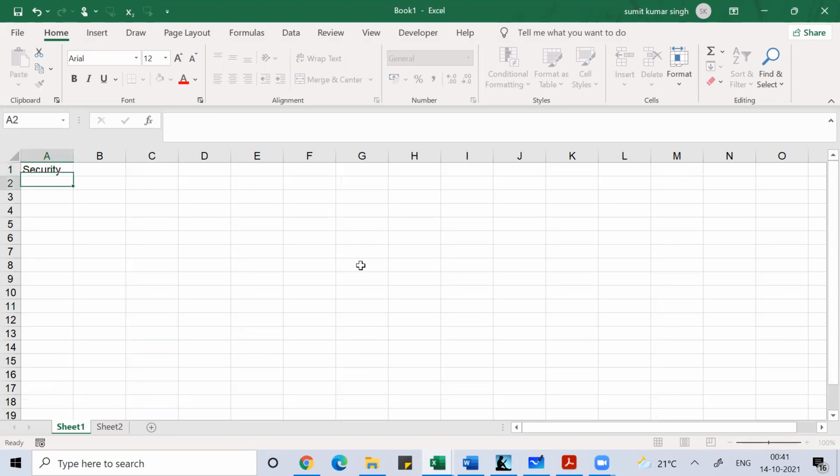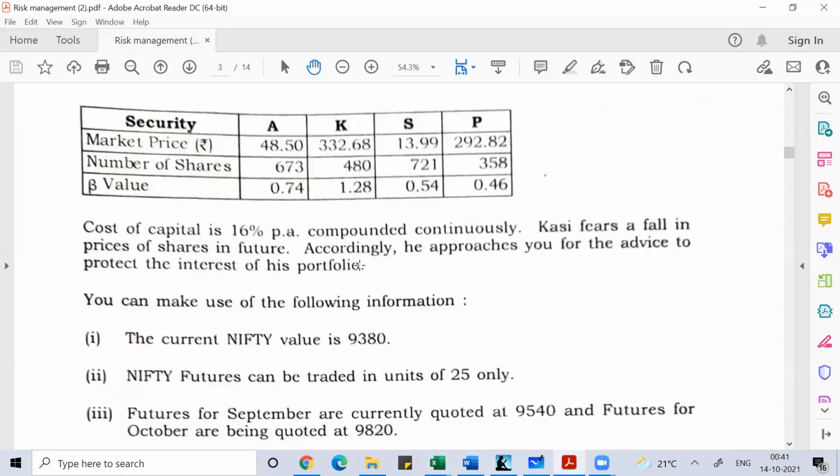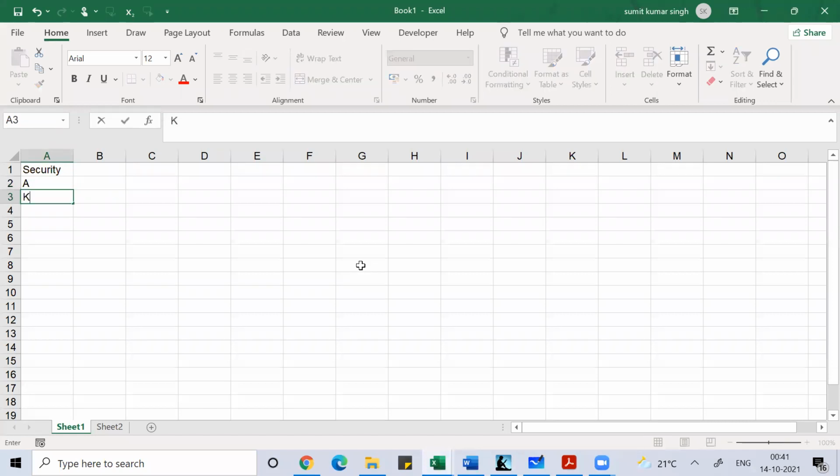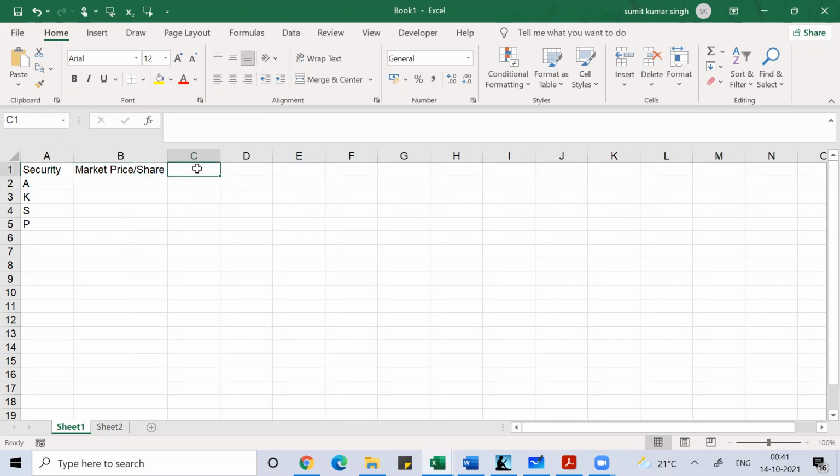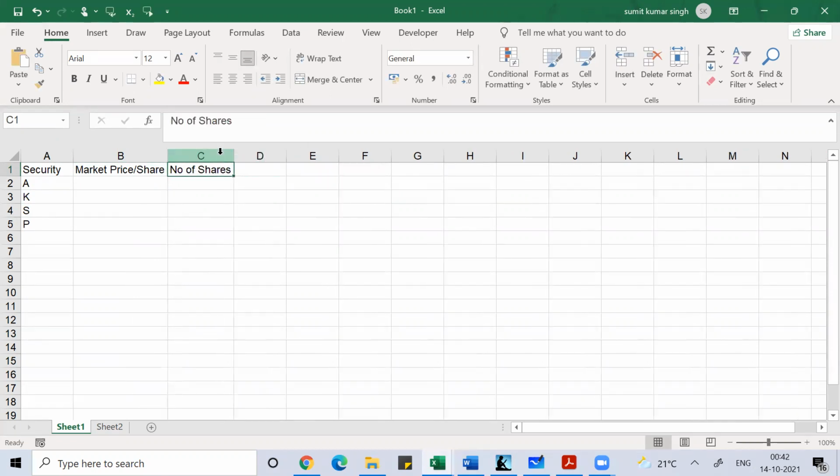So you have different securities, AKSP. Then market price per share, then number of shares. 48.5, then 332.68, 13.99, then 292.82.